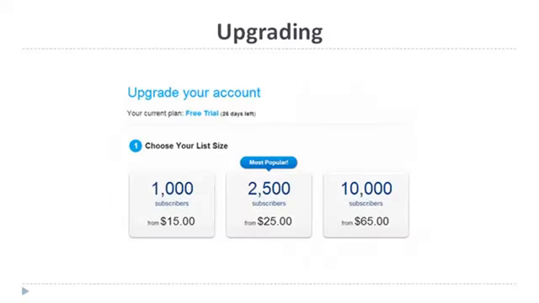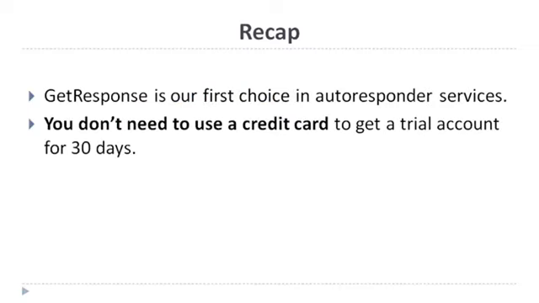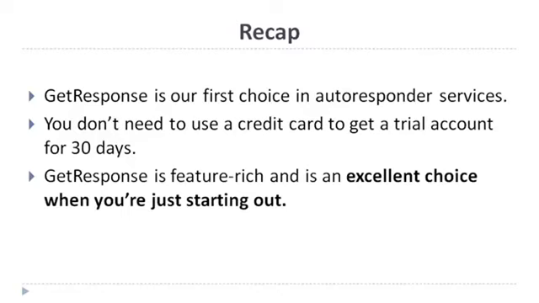When you're ready to upgrade from your free trial, the starter plan of $15 a month is very competitive with other autoresponders for what you get. So finally, a quick recap. GetResponse is our first choice in autoresponder services. You don't need to use a credit card to get a trial account for 30 days, and GetResponse is very feature-rich and is an excellent choice when you're just starting out.